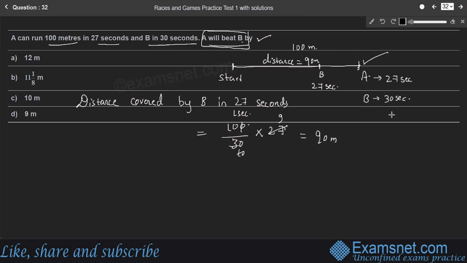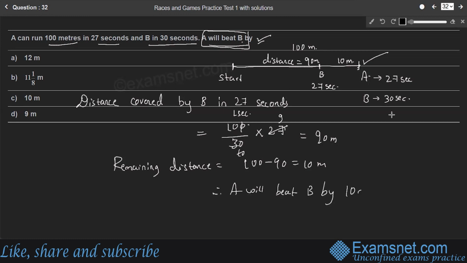What is the remaining distance? This is the 10-meter distance to be covered, right? Therefore, A will beat B by 10 meters, right? So the remaining distance is equal to 100 minus 90, which is 10 meters. So therefore, A will beat B by 10 meters.